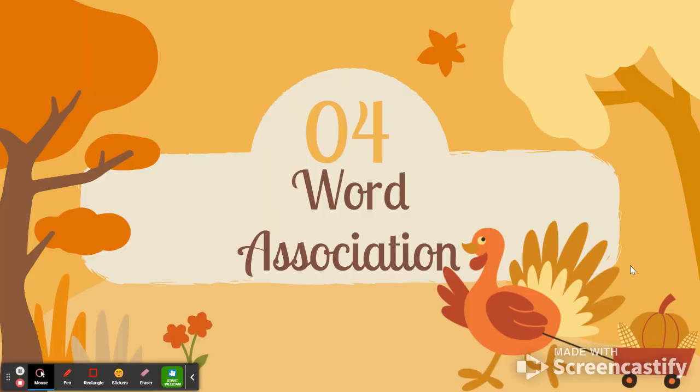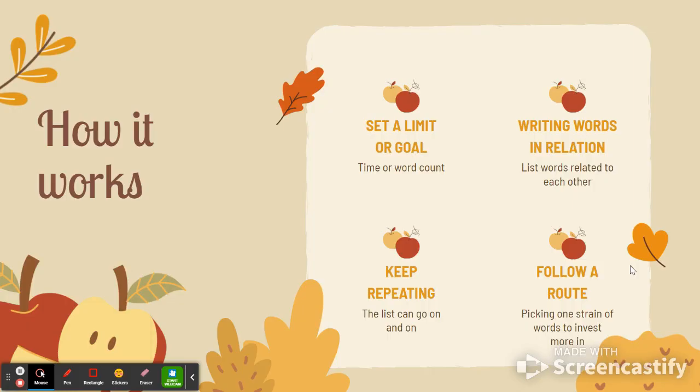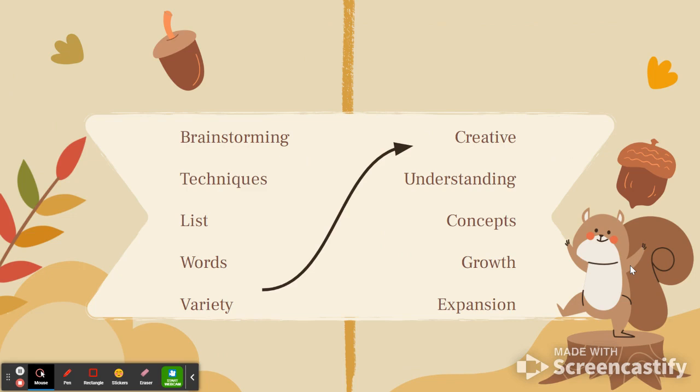Then the next one, word association. This one's a little bit different. It's another one where you're setting a limit or a goal of how far you want to be going, but then you're also just going at it and writing down all these things that are coming into your mind, but it's more of a list. So just coming up with different words that relate to each other, and then you keep repeating this process and breaking it down into different words that relate to each other. So you start off with brainstorming, you go down to techniques, lists, getting more specific as you go, and relating each one back to the one ahead of it. And yeah, just expanding from there.